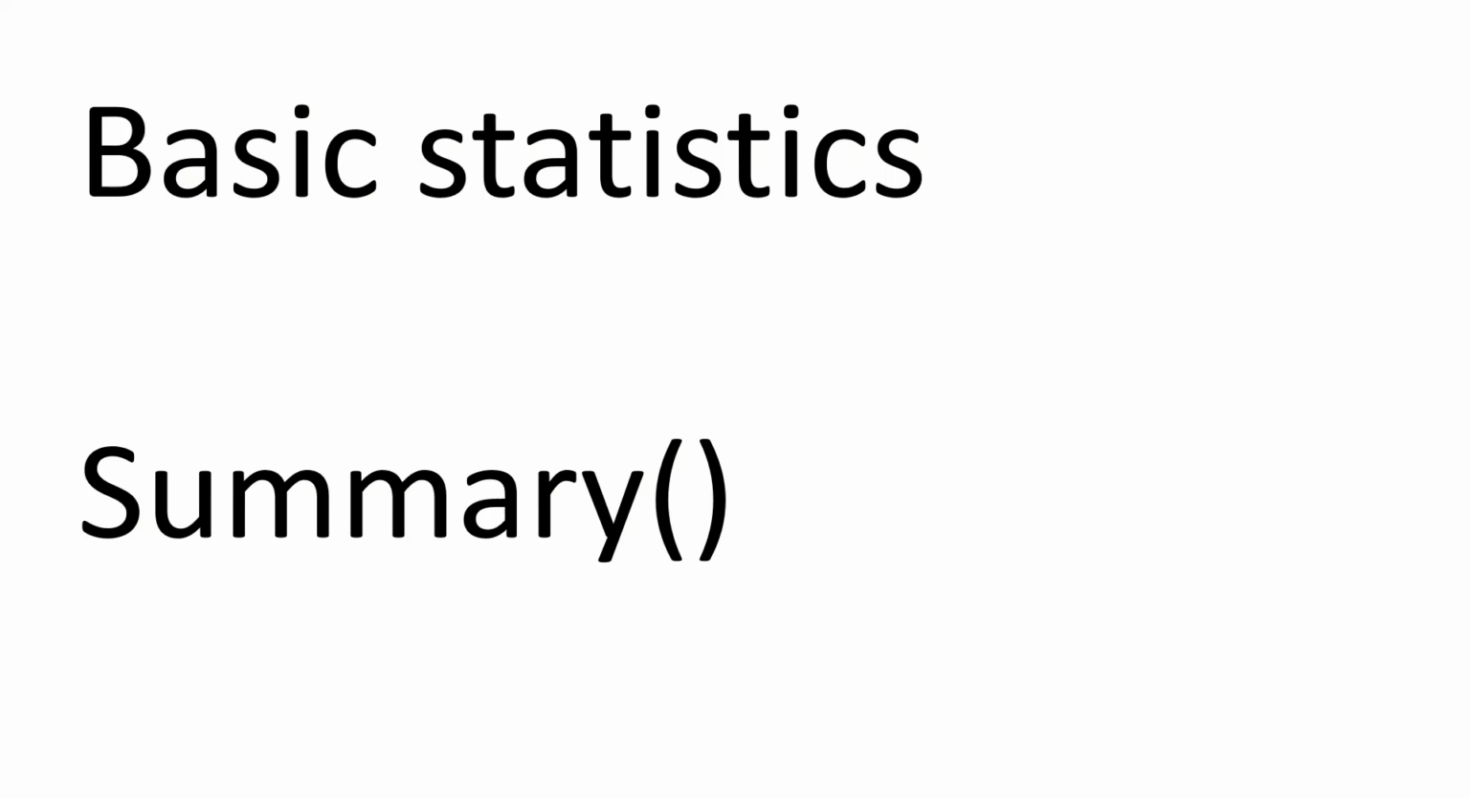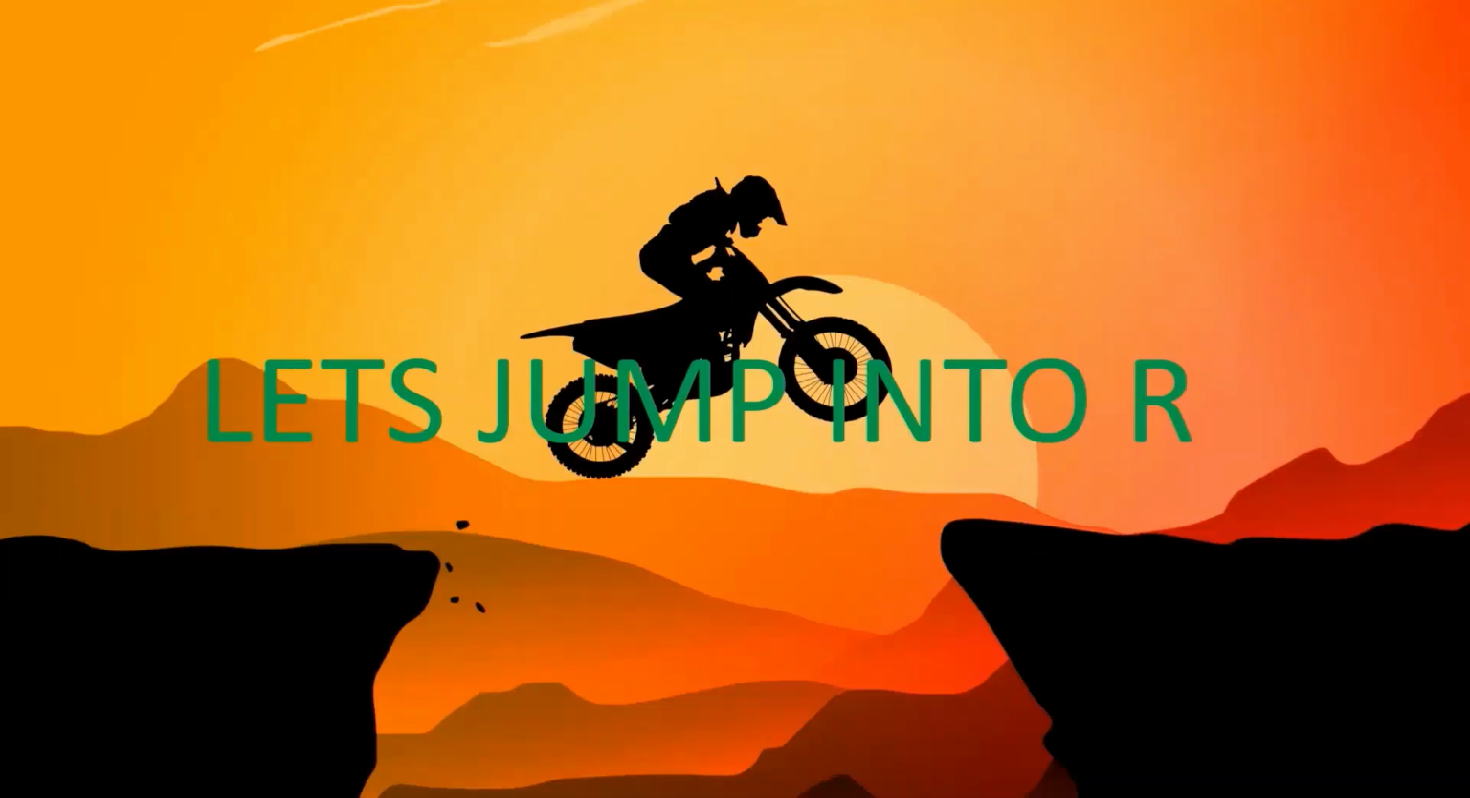Now that we have talked about basic graphics, and we have learned how to see the data visually, we have an idea of what this data looks like and what it is. So for us to keep on understanding the data, we now need to do some basic statistics. That includes the summary. We use the summary function. So let's jump into R and see what the summary function tells us about our data.